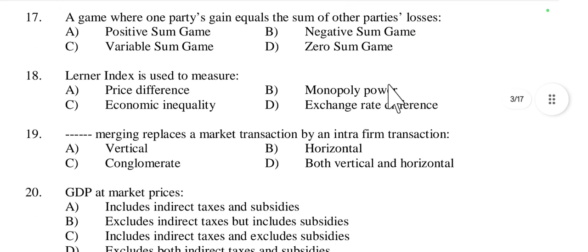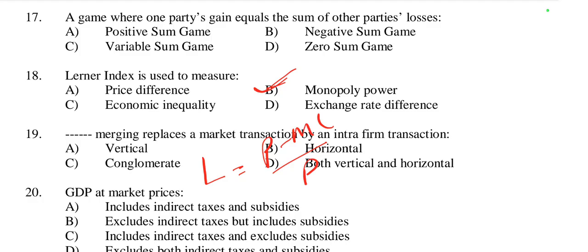Then question number 18, Lerner index is used to measure price difference, monopoly power. Lerner index is used to measure monopoly power, because we know Lerner index measures a firm's monopoly power by calculating the difference between the price a firm charges for a good and its marginal cost relative to the price. So it is expressed as Lerner index L = (P - MC)/P, where P is price and MC is marginal cost.